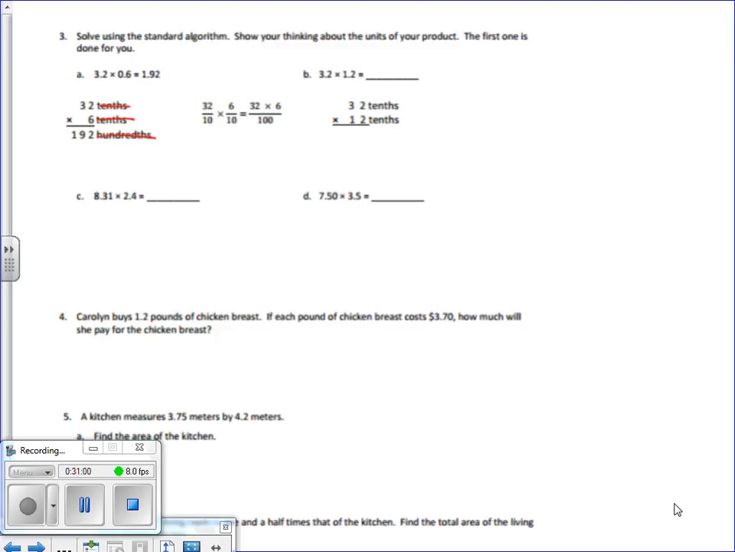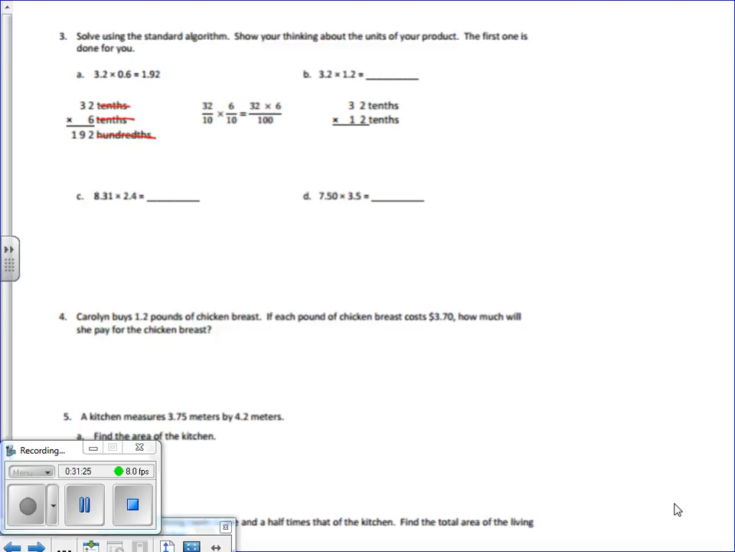I would like to get to the word problems, because a lot of times we never get to the word problems. You guys know how to work these. Those are the hard parts. Can we get to the word problems?